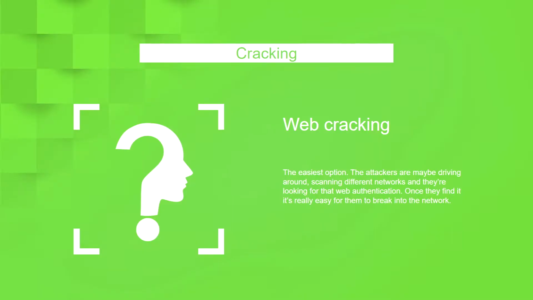Now let's move forward and talk briefly on how to crack, starting with WEP cracking, which in this case will be the easiest option and the so-called low hanging fruit for the attacker. They're maybe driving around, so-called war driving, scanning different networks and looking for that WEP authentication. Once they find such authentication, it's really, really easy for them to escalate and definitely break into the network. Let's look at some of the main options that they can use in such cases.